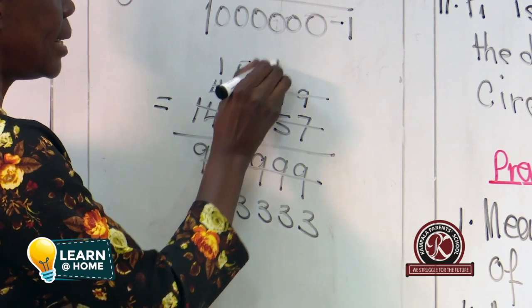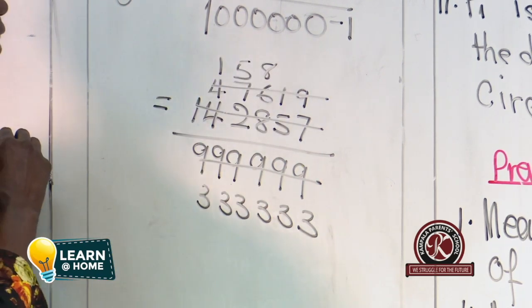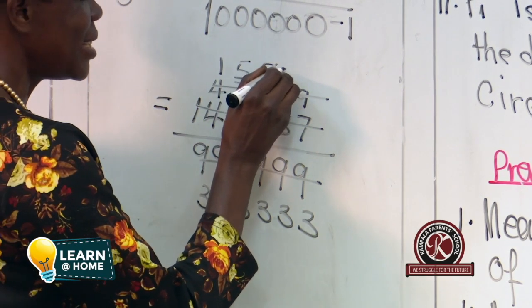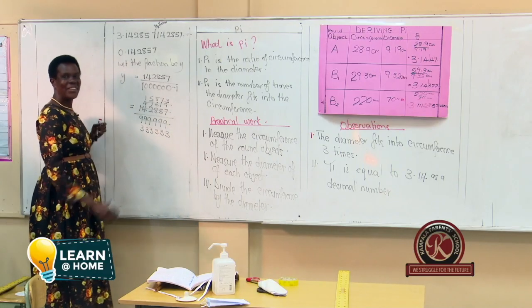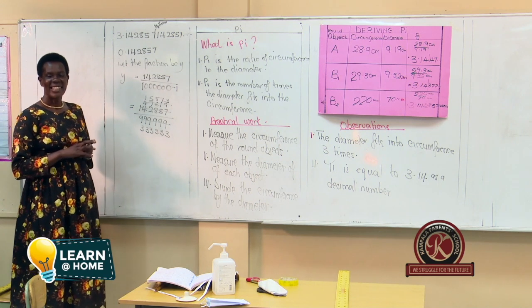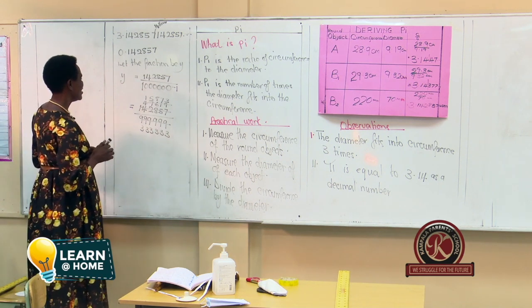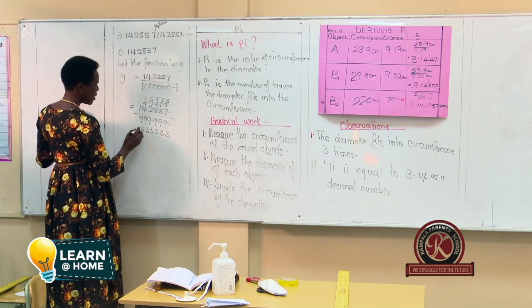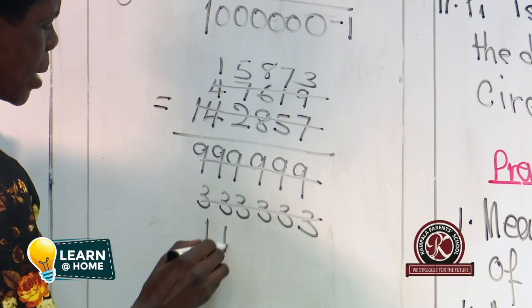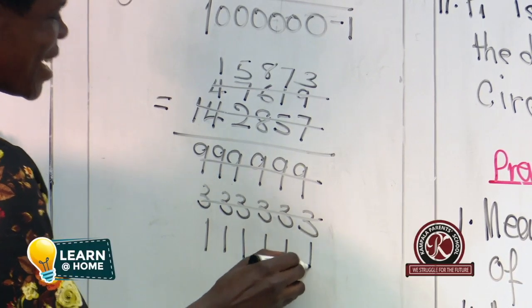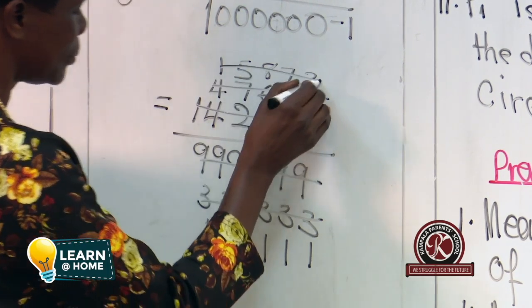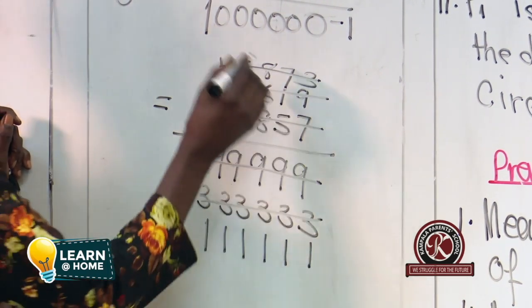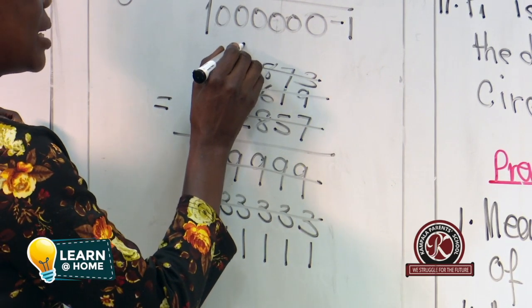What do you have here? 8. 8, you remain with 2, which is giving us here 7. And then what do you have here? 3. Is it okay? So by 3 here, we have 1, 1, 1, 1, 1, 1. By 3 again. What do we have?